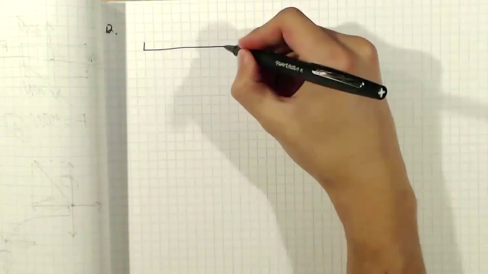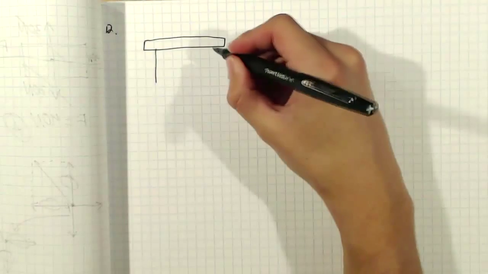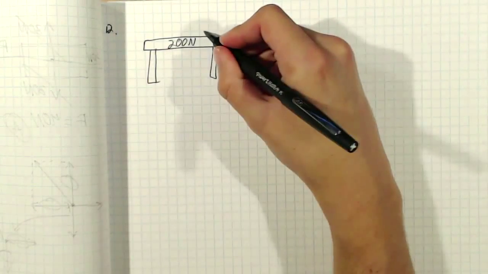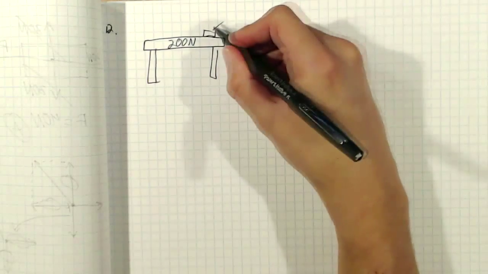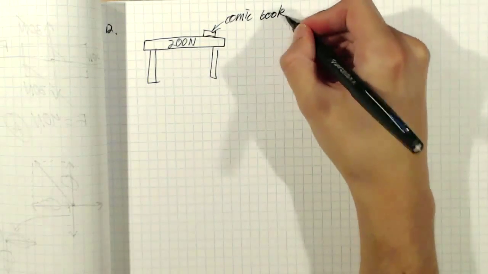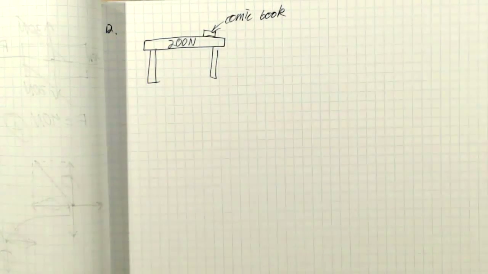The next question is question 12, and it says, which statement explains why a book resting on a table is in equilibrium? A, the weight of the book equals the weight of the table. No. Could you not have a huge, like, 200 newton table with a little comic book on it? And as long as that comic book's not moving, it has no net force acting on it. It's in equilibrium, so it's not A.